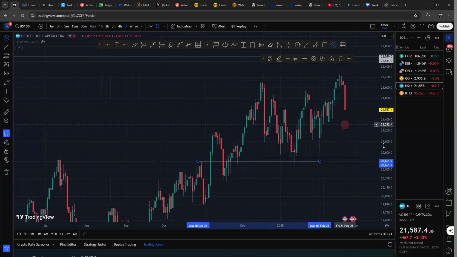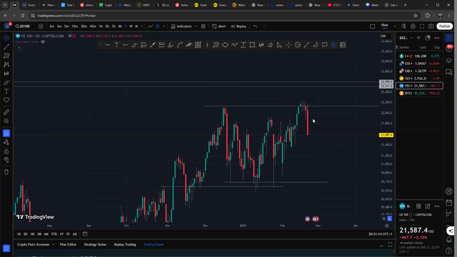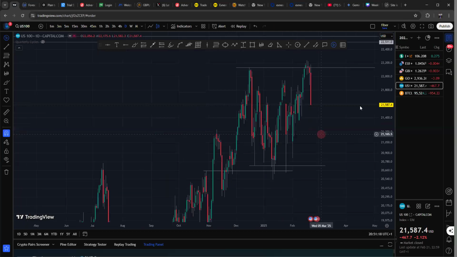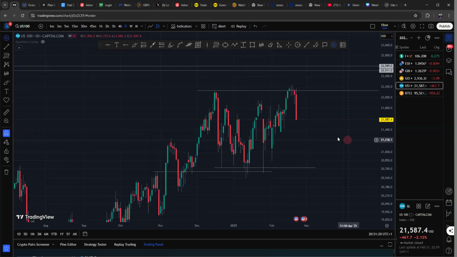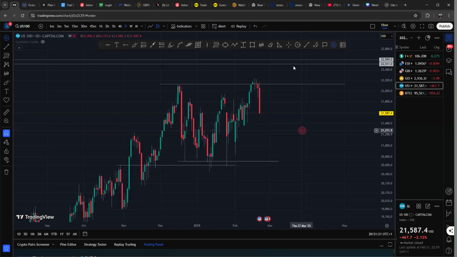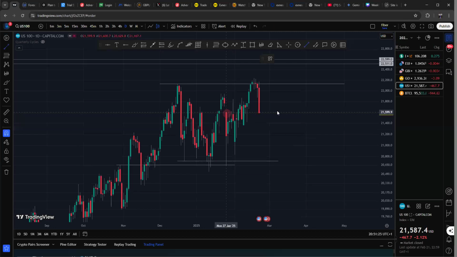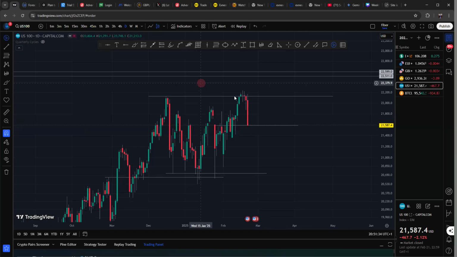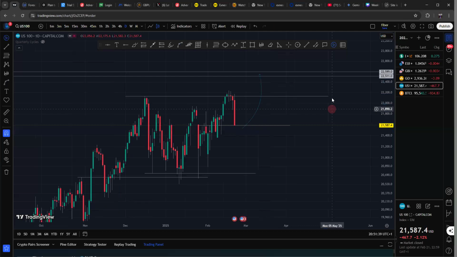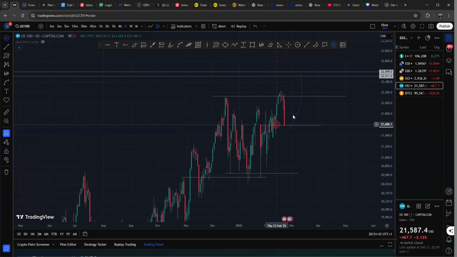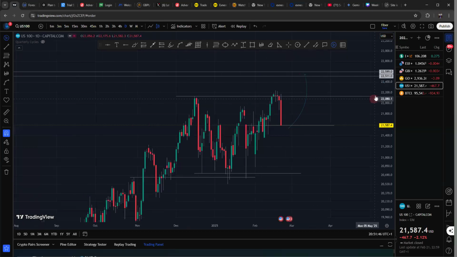Down to the daily time frame. At this point, we have this candle here. All right, so this is our other block. This one is going to support prices from here. You can see prices going back to 22,500.